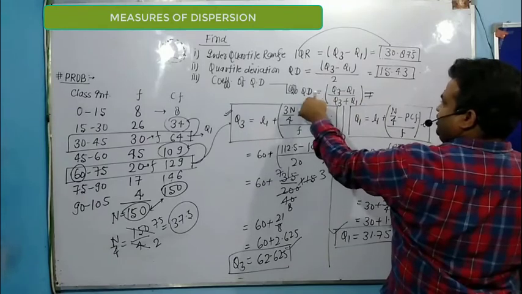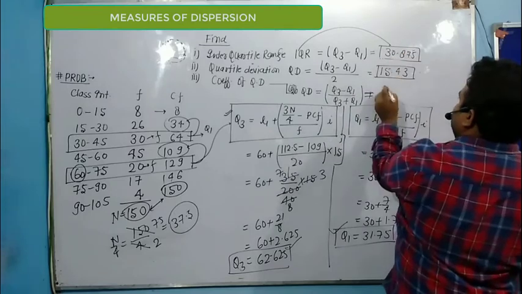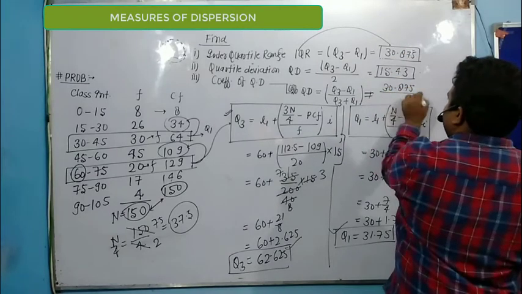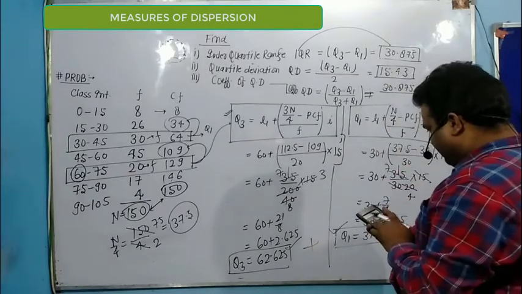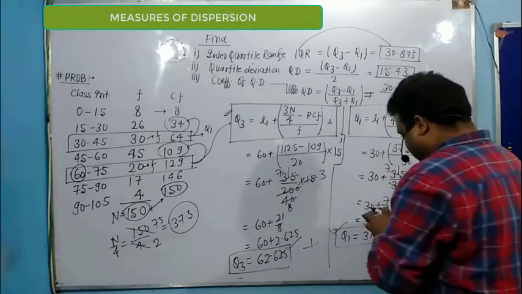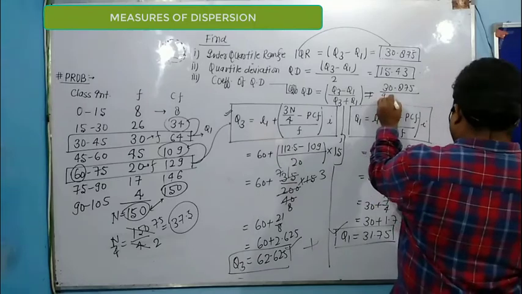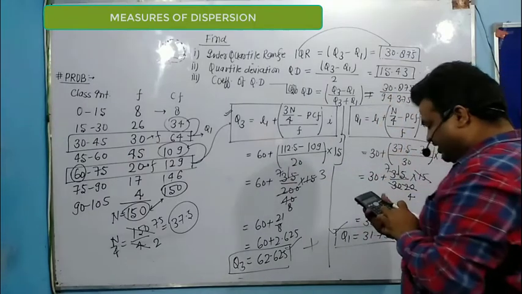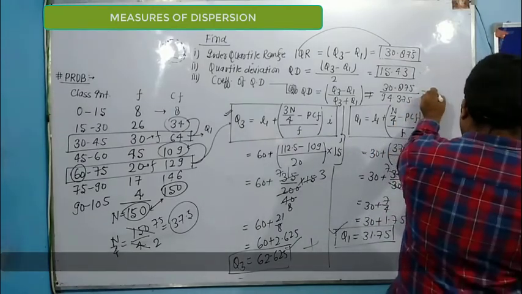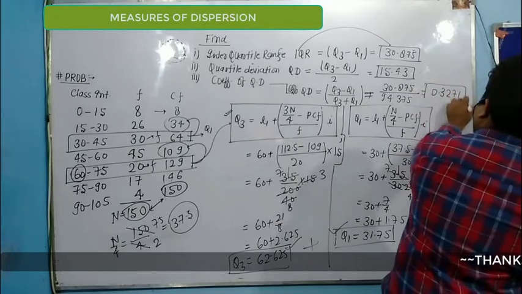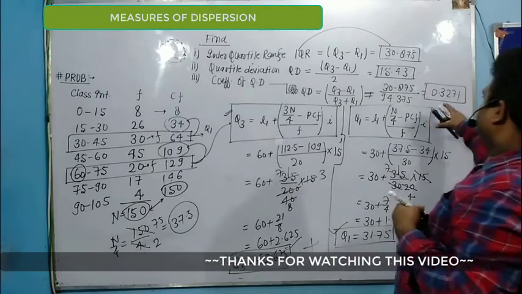Now what is the coefficient of quartile deviation? Q3 minus Q1 divided by Q3 plus Q1. Q3 minus Q1 is already calculated. This value is 30.875. Now divide this value by Q3 plus Q1. So I need to add both values. So 31.75 plus 62.625 becomes 94.375. And when you divide 30.875 by this value, you will get 0.3271. So this is your coefficient of quartile deviation, and this value is 0.3271.